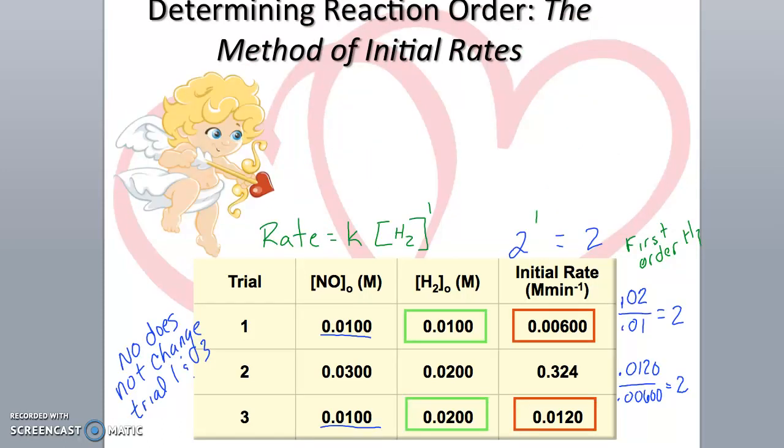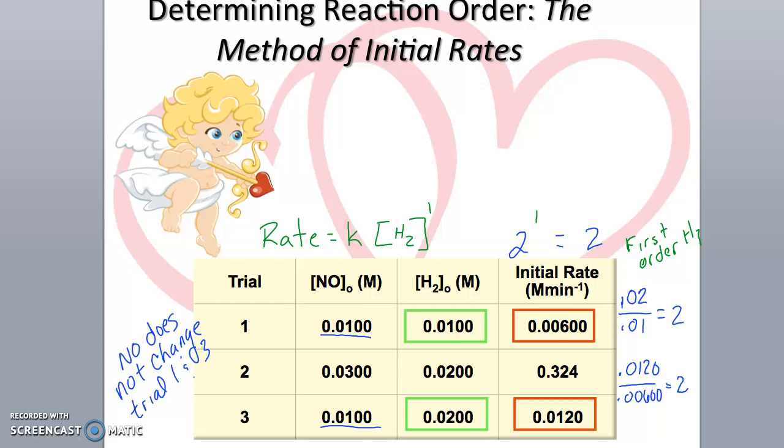In trials 1 and 3, the concentration of NO does not change. The concentration of H2 is doubled, so any change in the rate must be due to the doubling of the H2. As you can see, doubling the concentration doubles the rate. This means that the reaction is first order in H2.